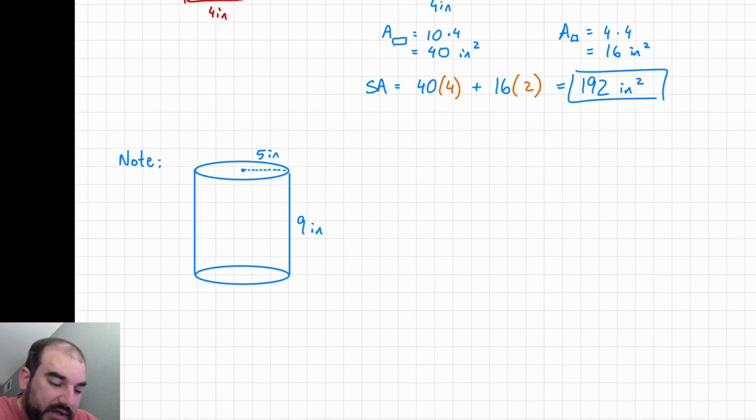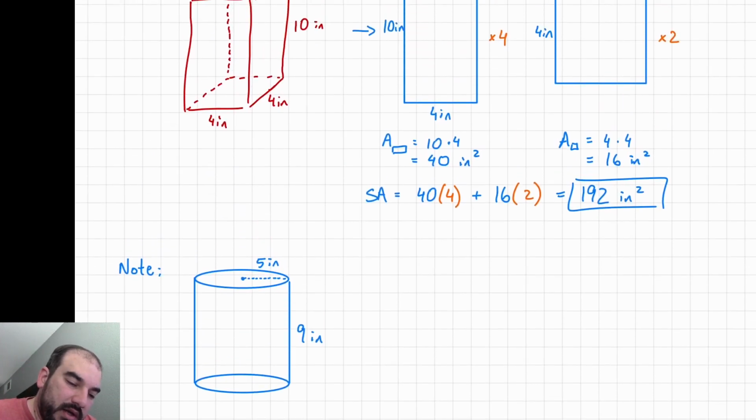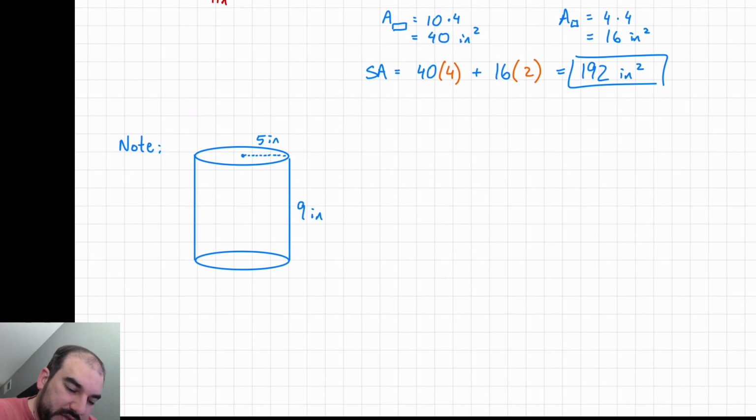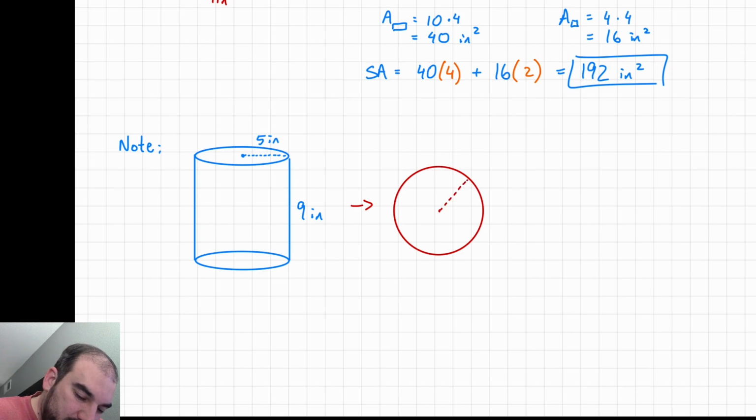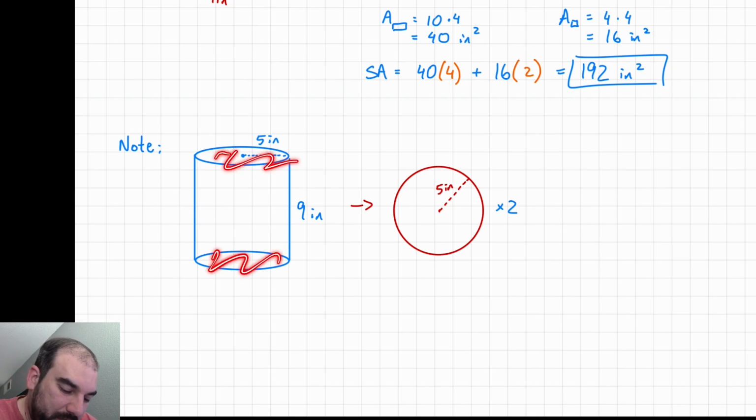And when I break this apart into its surfaces, you may have seen this before, we have those discs that are at the top and the bottom. So we have those circles where the radius is 5 inches. And there are 2 of those, because there's one on top and there's one on the bottom.